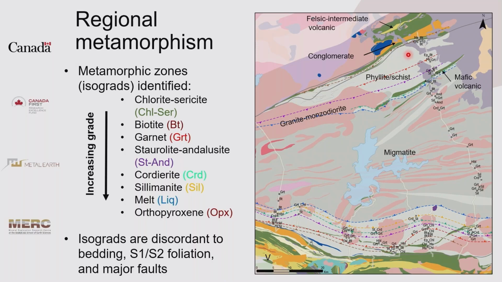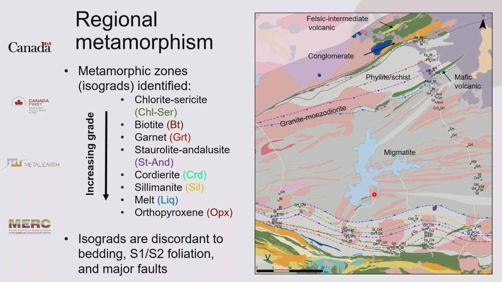One of the important observations is that the sequence of isograds is mirrored on both sides of the subprovince. The isograds are discordant to the main bedding and major composite foliation. A lot of the times they actually pass over major subprovince bounding faults. Occasionally they are displaced by these faults, but for the most part they are overprinting them.